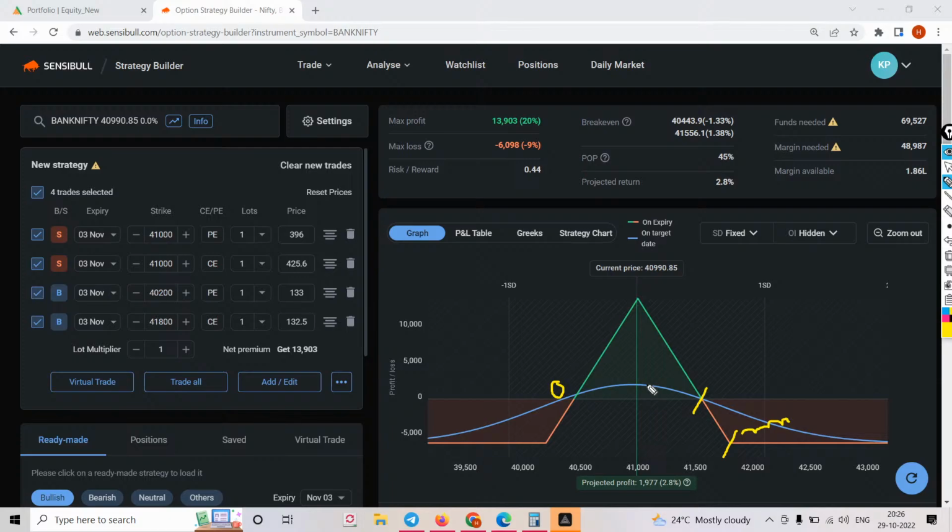You have to understand that randomly, you cannot deploy the iron fly. Any strategy, you cannot deploy it randomly. You have to back it up with the price action, with the chart analysis, with the chart basically. Does it make sense or not?